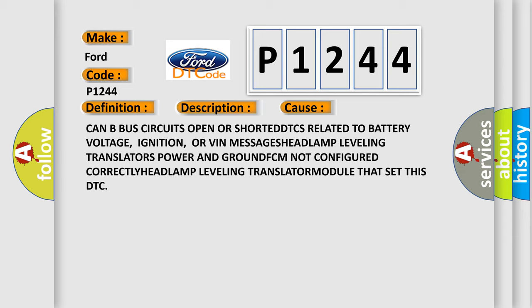DTCs related to battery voltage, ignition, or VIN messages, headlamp leveling translator's power and ground, FCM not configured correctly, headlamp leveling translator module that set this DTC.